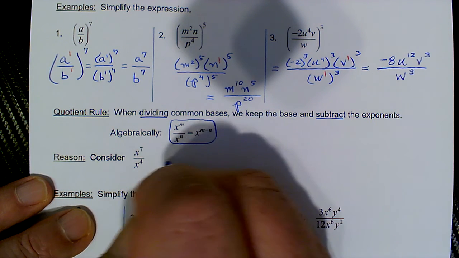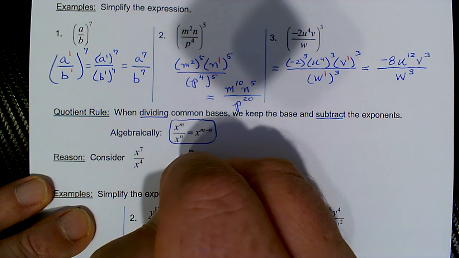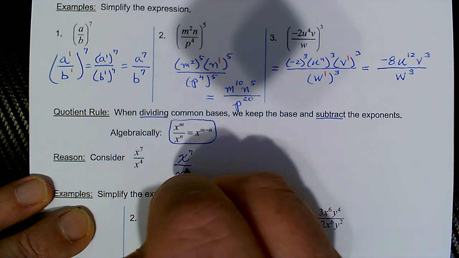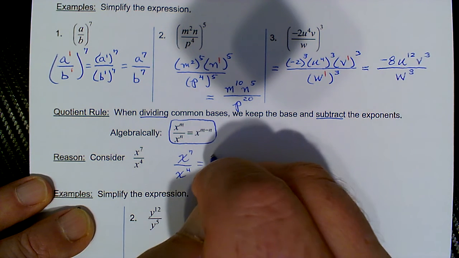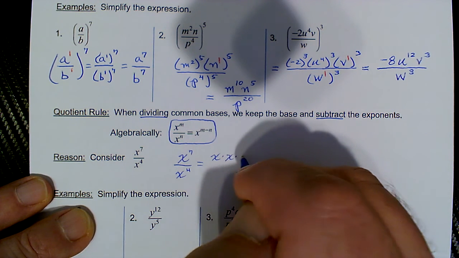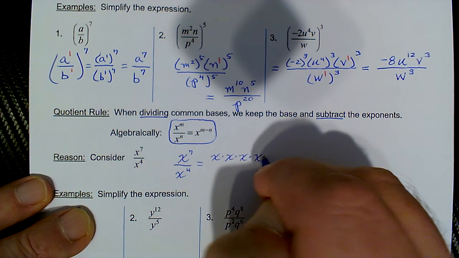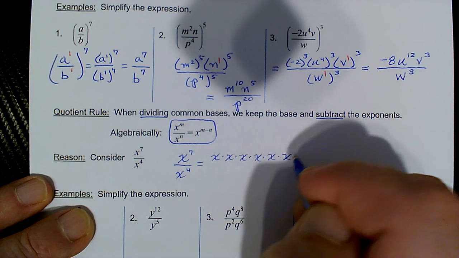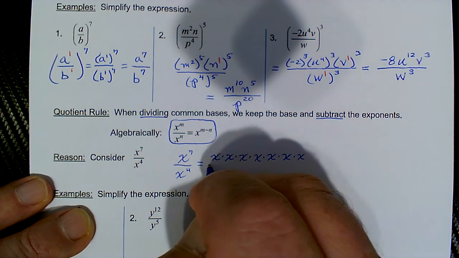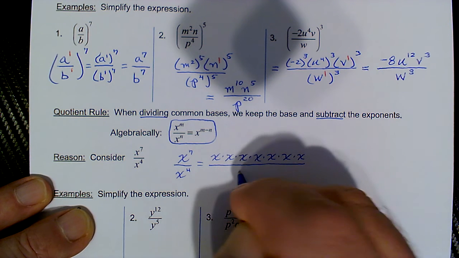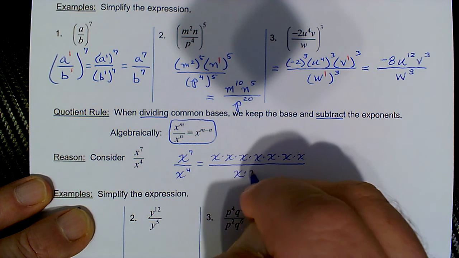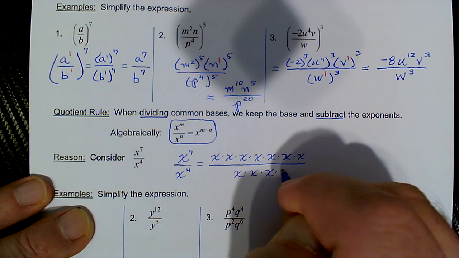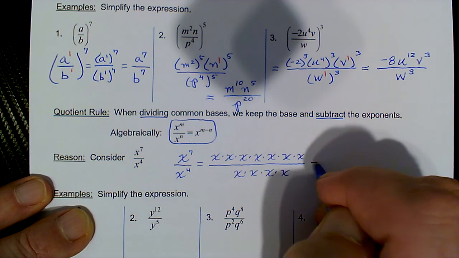Reason why, consider this, x to the 7th over x to the 4th. x to the 7th really means, in expanded form, 7 factors of x. So 1, 2, 3, 4, 5, 6, one more, 7, over x to the 4th means 4 factors of x, so x times x times x times x.